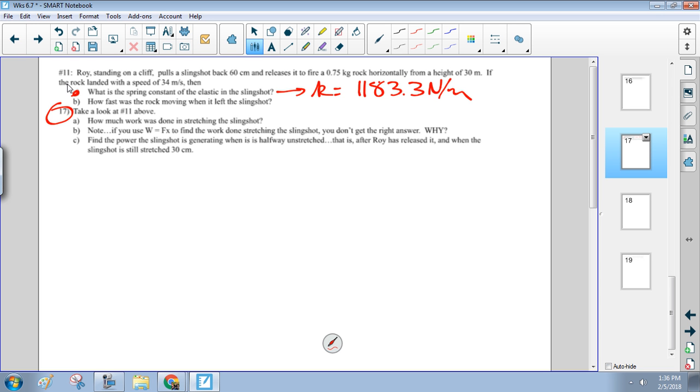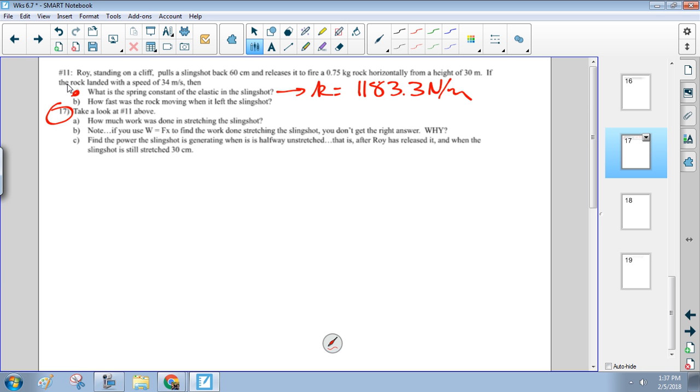It says, take a look at number 11 above. How much work was done in stretching the slingshot? All of number 17 is just about the slingshot being stretched and unstretched. So we don't even need to worry about gravitational potential energy in this problem. If you wanted to, you could use the GPE from number 11, which turns out to be 220.5, and then you keep adding it in, and it ends up subtracting out again at the end.